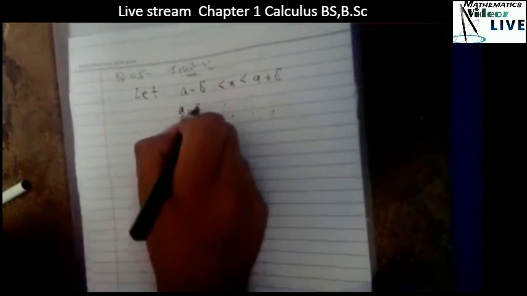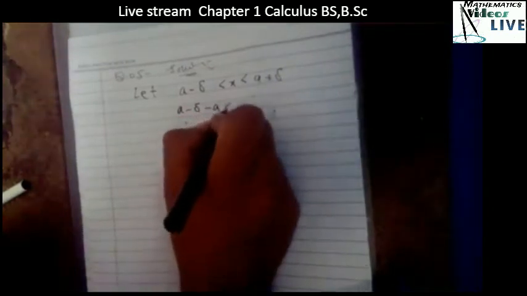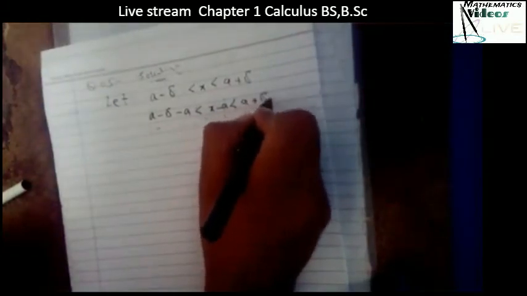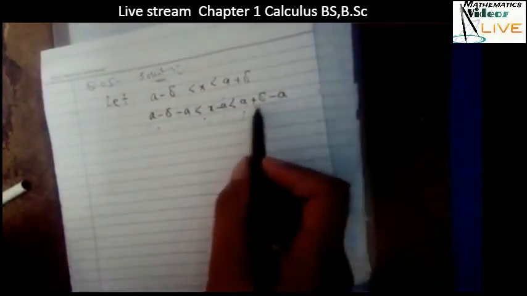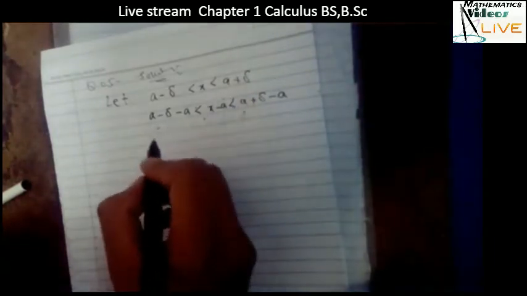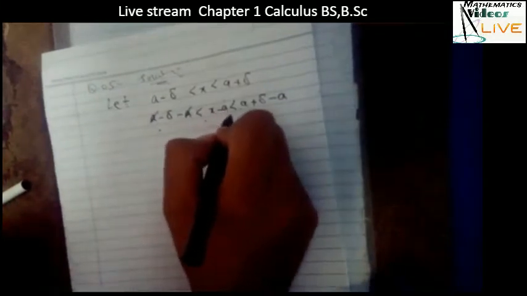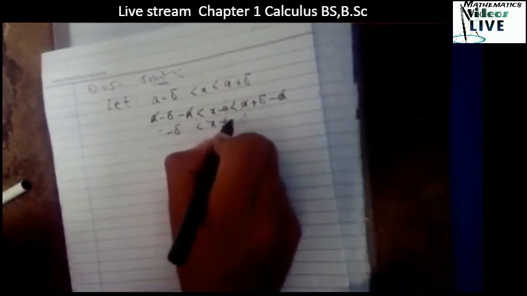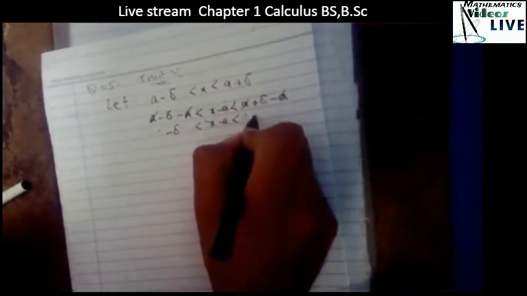since you need x minus a in the absolute value, therefore we will subtract a from all sides of this equation. A minus delta minus a is less than x minus a is less than a plus delta minus a. We have subtracted a from all sides of the previous inequality. This is cancelled by this and this one is cancelled by this. You simply get minus delta is less than x minus a is less than delta.